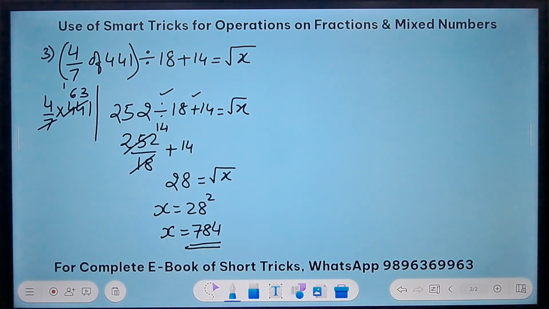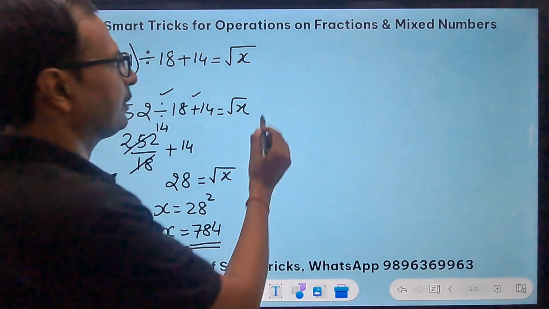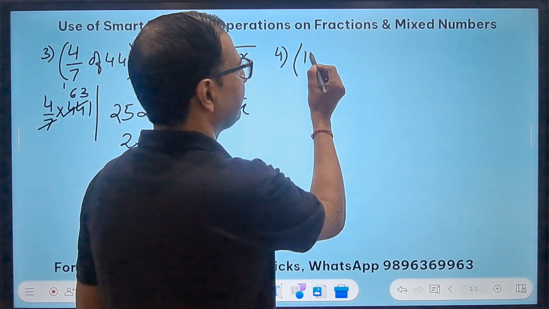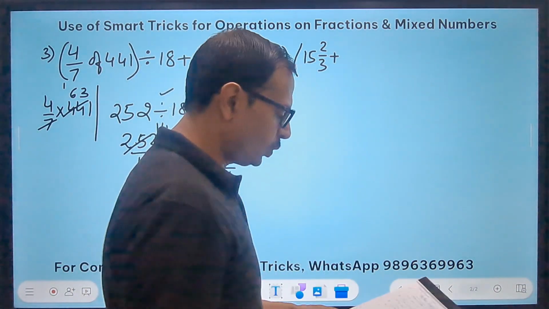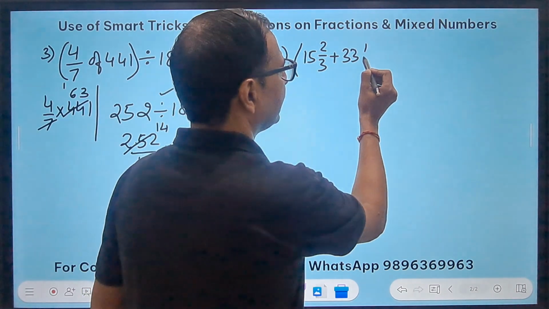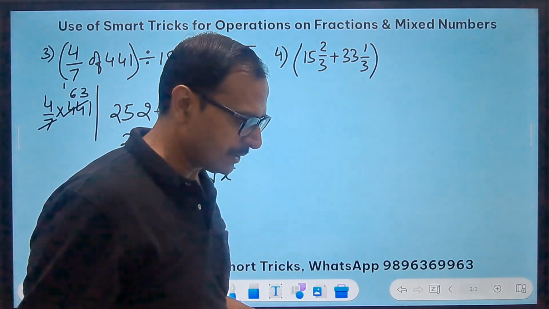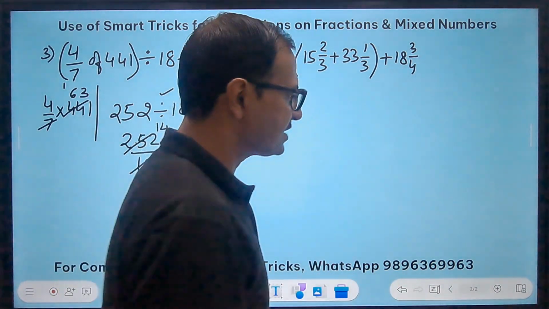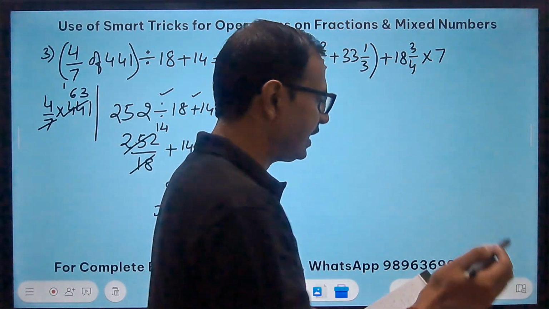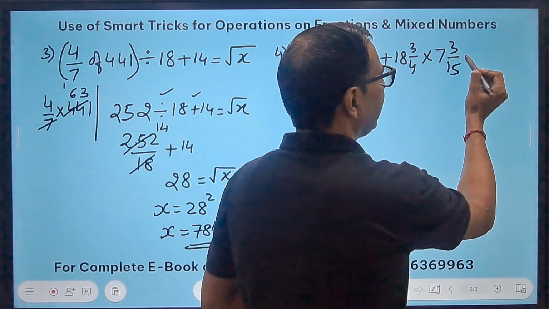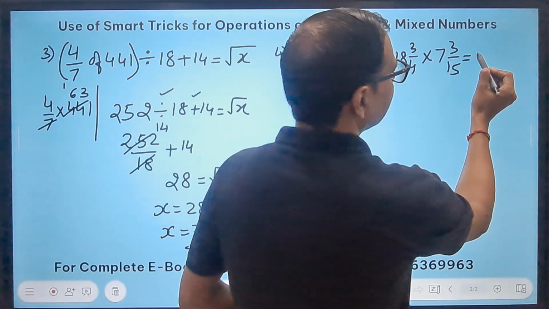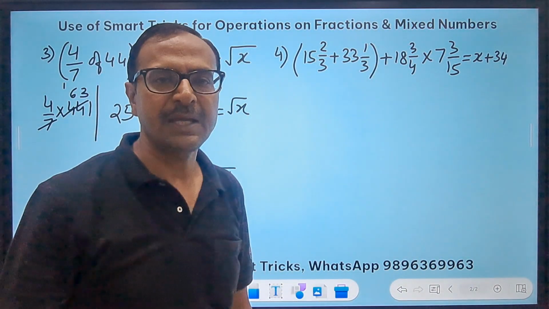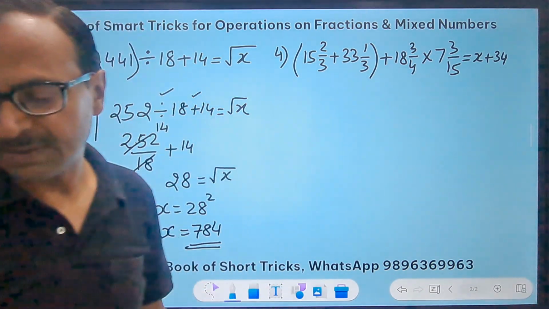Now this was the third question. So in the fourth question now I am going to take up another problem of mixed numbers. Let's take within brackets we have 15 2 by 3 added to 33 1 by 3, right? So this is the first bracket, and outside the bracket we have 18 3 by 4 which is added, and that is multiplied to 7 3 by 15. On the right hand side we have something x plus 34. So we need to find the value of x again from this particular expression which is given to us.